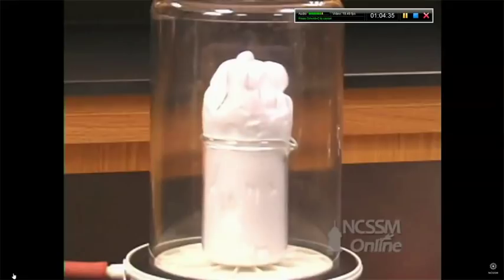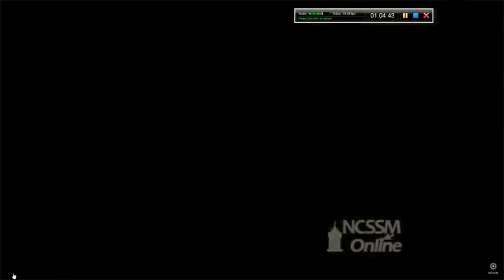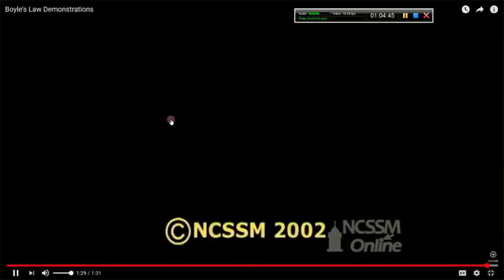Okay? So what these experiments demonstrate to us is that there's an inverse relationship between pressure and volume. When the pressure gets smaller, the volume gets larger. When the pressure gets larger, the volume gets smaller. All right, so that's a demonstration of what's referred to as Boyle's law.